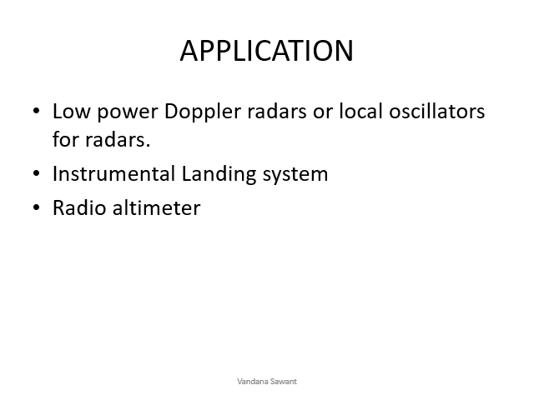Then it has applications like lower power Doppler radars, or it can be used in the local oscillators of the radar. It can be used in instrument landing systems. It can be used in a radio altimeter. Radio altimeter radar is used to find out the distance of a plane above the ground layer. That can be found by using a radio altimeter.